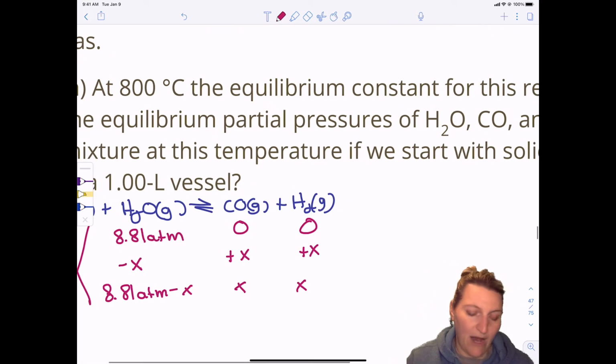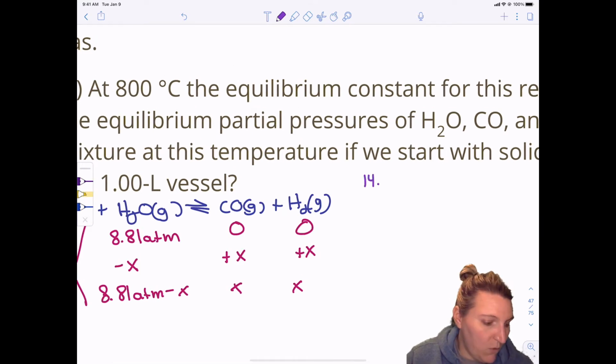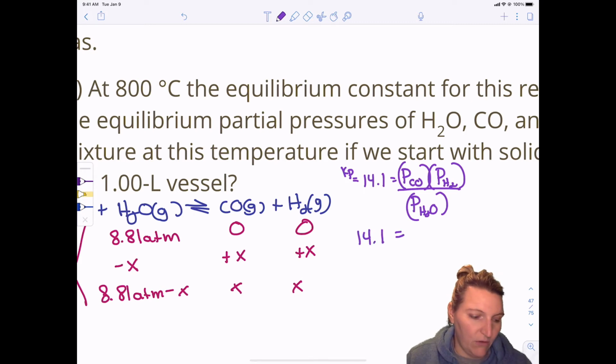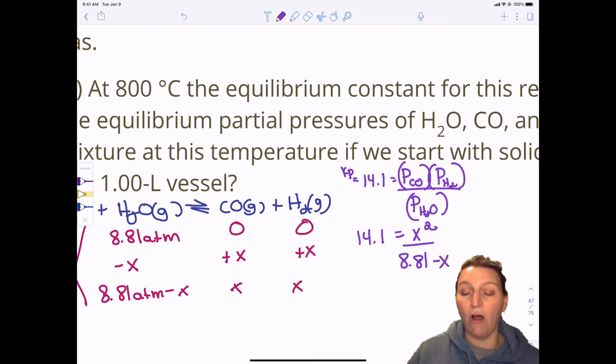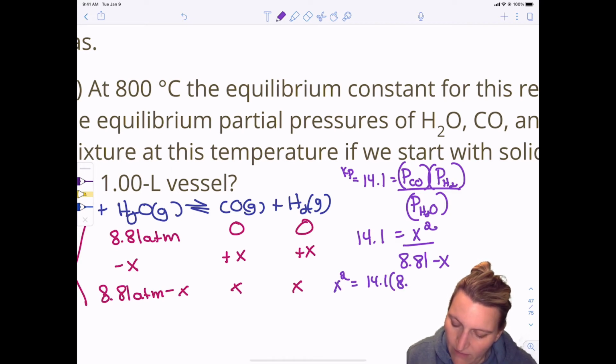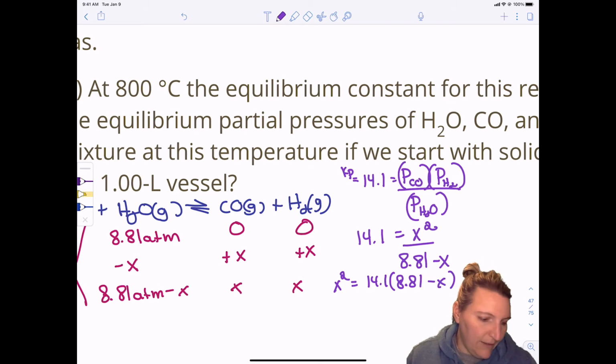So now this is when I use my equilibrium constant expression, right? That 14.1, that's the Kp. And that will be the pressure of the carbon monoxide times the pressure of the hydrogen gas over the pressure of the water. And plug those in for X. So 14.1 equals X squared over 8.81 minus X. And now I just need to solve this equation, right? Multiply or cross multiply, however you want to think about it. X squared is equal to 14.1 times (8.81 minus X).